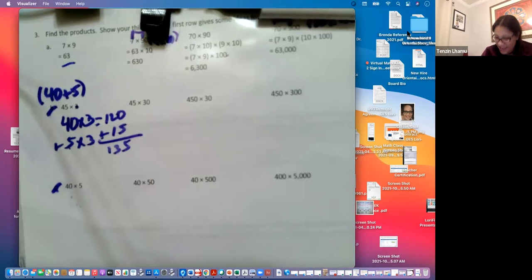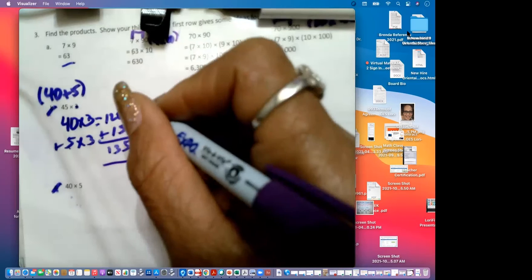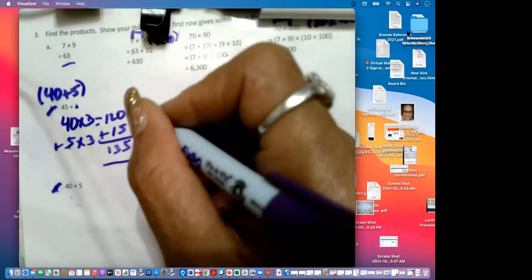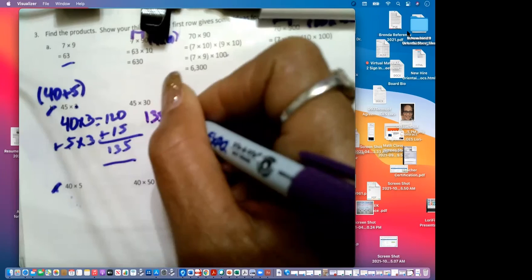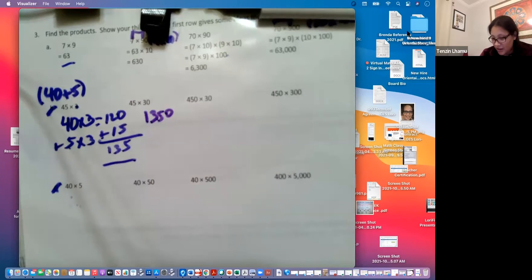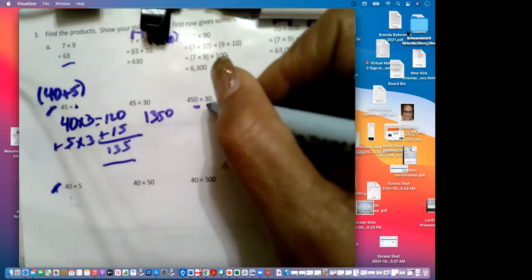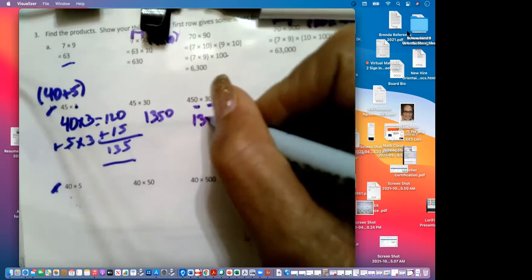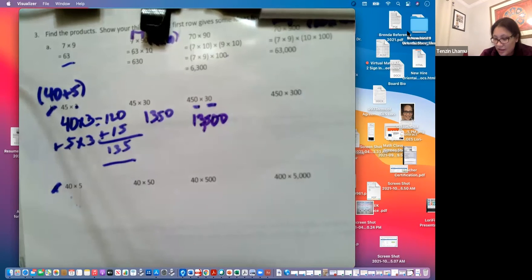Now you take that same answer and do 45 times 30. The only difference is I added a 0, so it's 1,350. And then here you add another 0, so you added 2 zeros. 13,500.